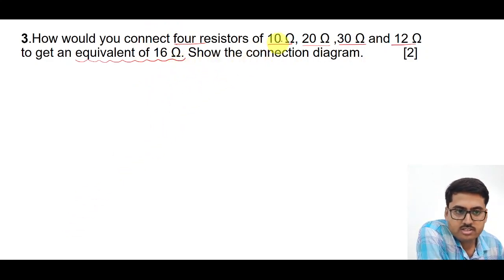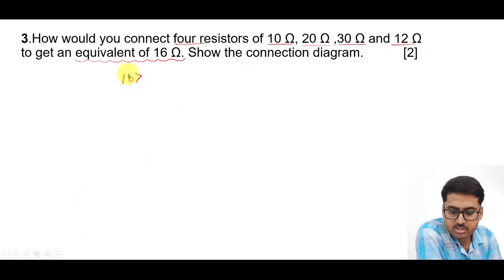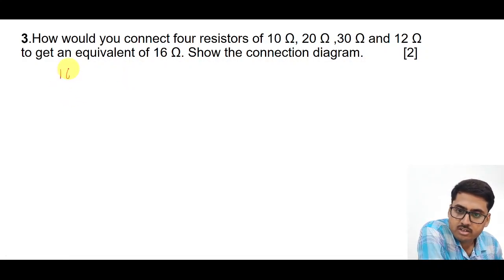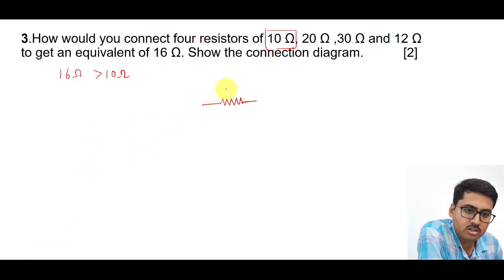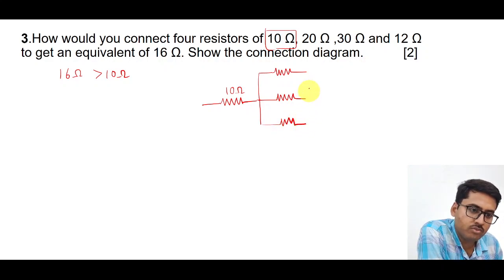So if you see here, the value 16 ohm is greater than 10 ohm. So what we can start doing is, we can keep 10 ohm outside this parallel circuit, and we will try putting the rest of all 3 resistors in parallel, and we'll do the calculation for the equivalent resistance.